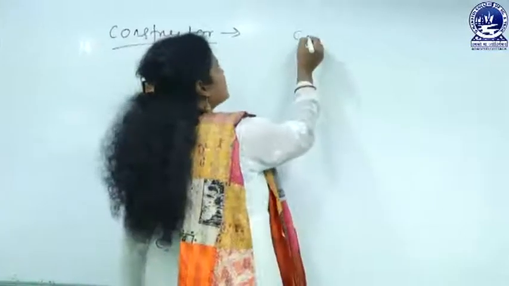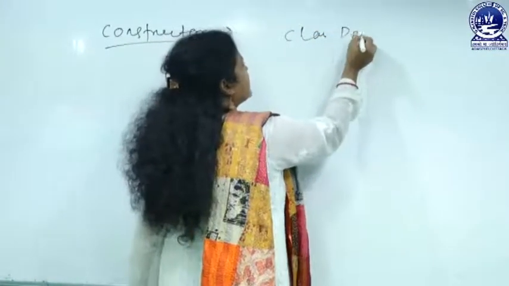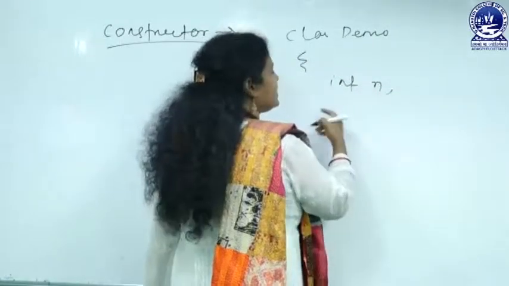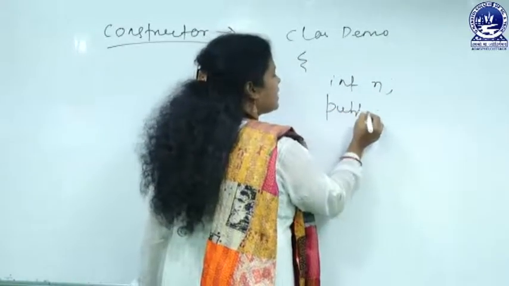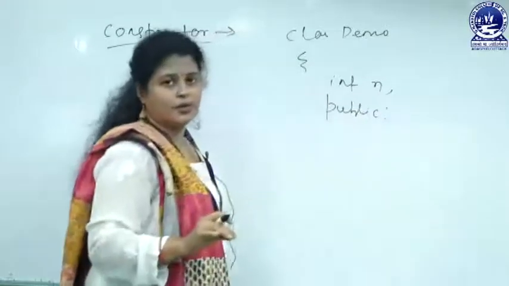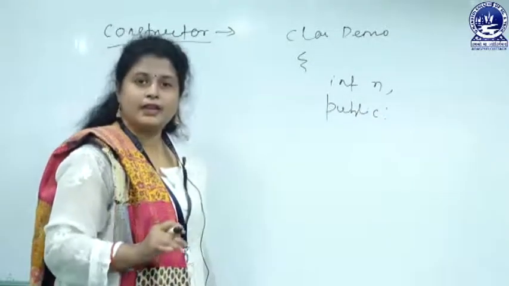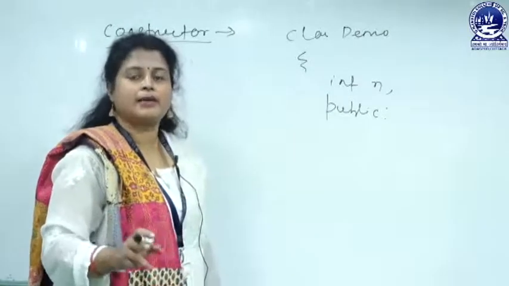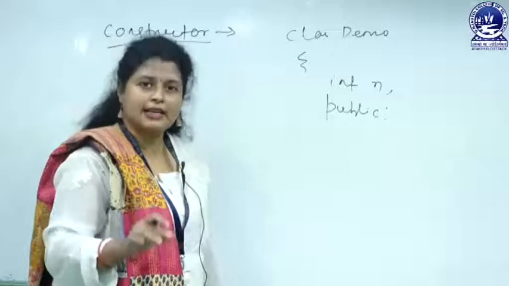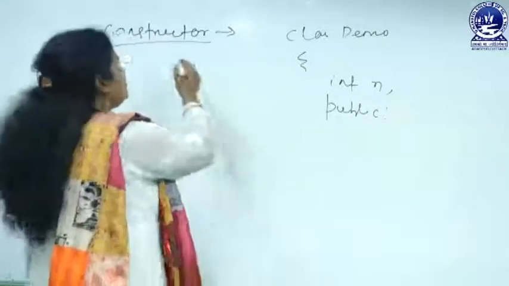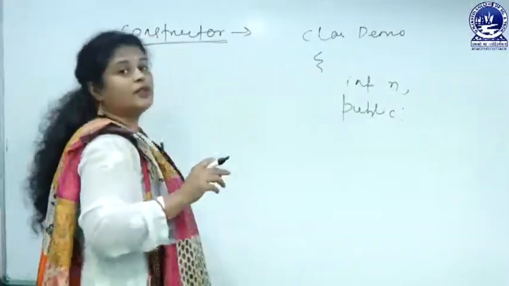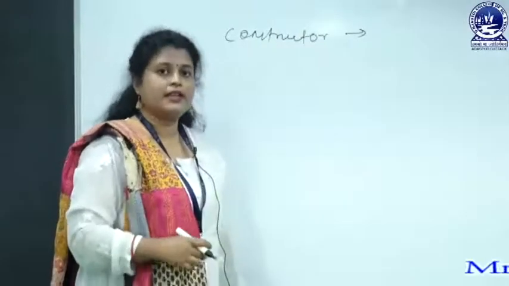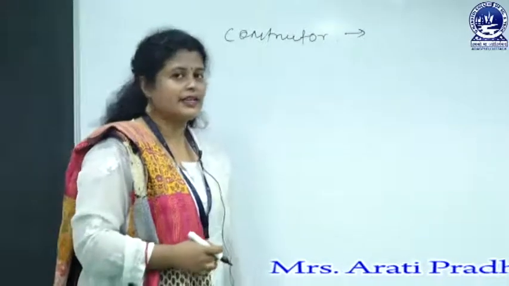In the previous example, I have written class demo, and inside demo I have used one int n, and in the public part I have used void input. Suppose I want that when I create one object, automatically the data member of the object will be initialized. At that time I will use constructor. In order to use constructor, there are some rules. Before using constructor, let me explain some rules related to constructor.